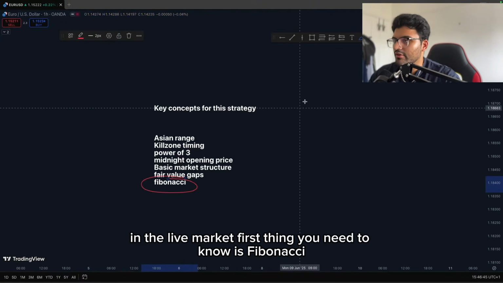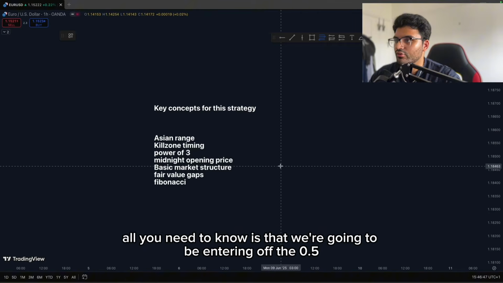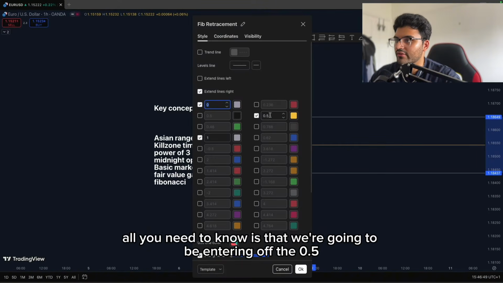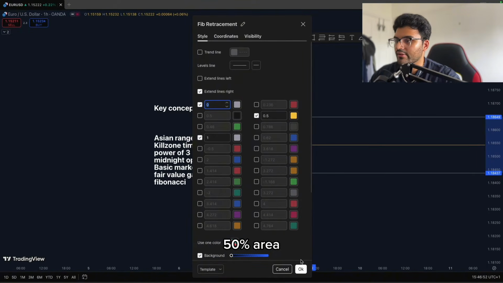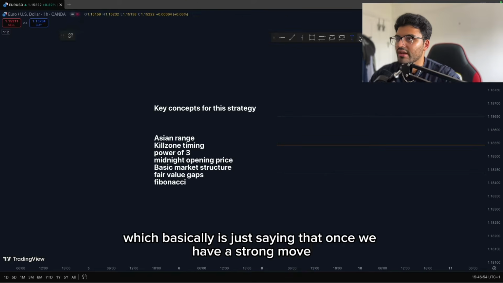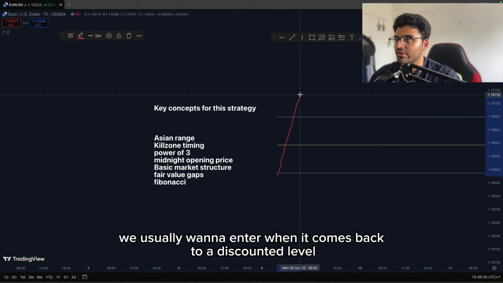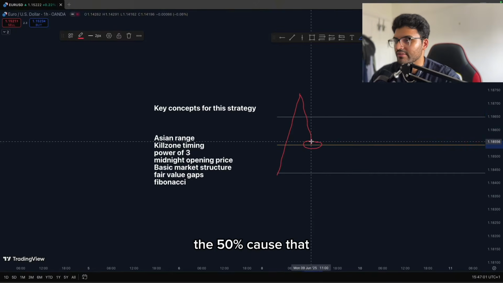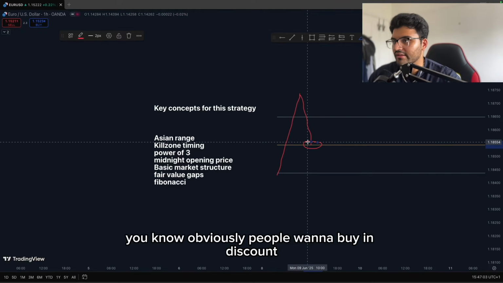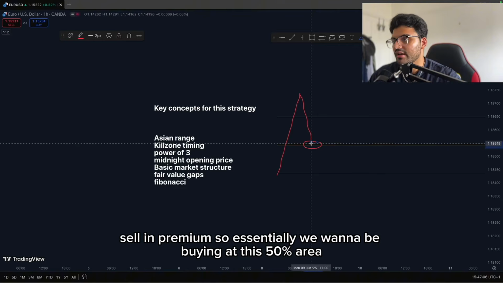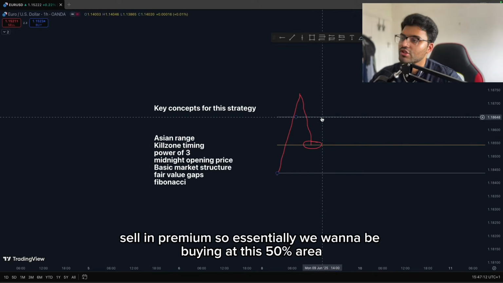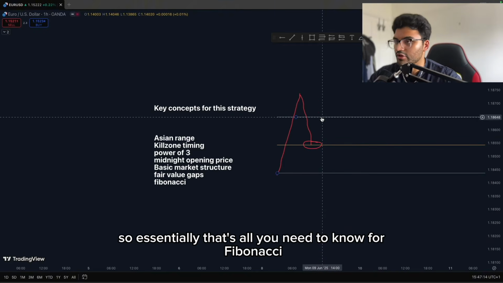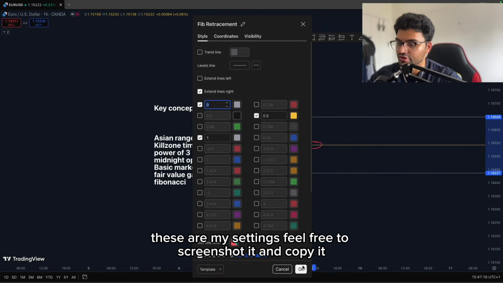Last thing you need to know is Fibonacci. Now you don't really need to know much about this. All you need to know is that we're going to be entering off the 0.5, 50% area, which basically is just saying that once we have a strong move up or down, we usually want to enter when it comes back to a discounted level, the 50%, because obviously people want to buy in discount, sell in premium. So essentially we want to be buying at this 50% area. That's all you need to know for Fibonacci. These are my settings. Feel free to screenshot it and copy it.